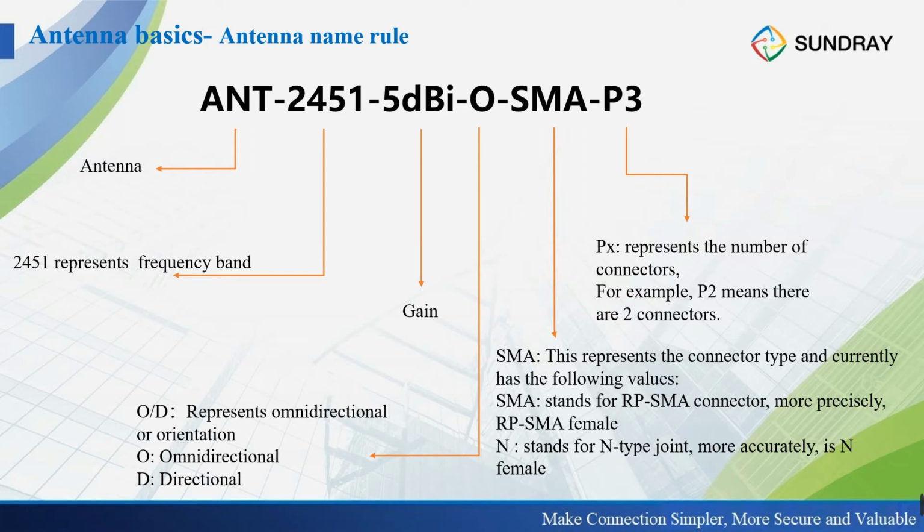So for the antenna, let's say there is a naming rule. Lots of antennas all follow these rules. First is the antenna, and the second field indicates which frequency is supported, 2.4G or 5G. And this is the gain, and whether it is an omnidirectional or directional antenna. SMA or N means the type of the connector. And P3 means how many connectors. Some antennas only have one connector, some have three, some have two, some have four.